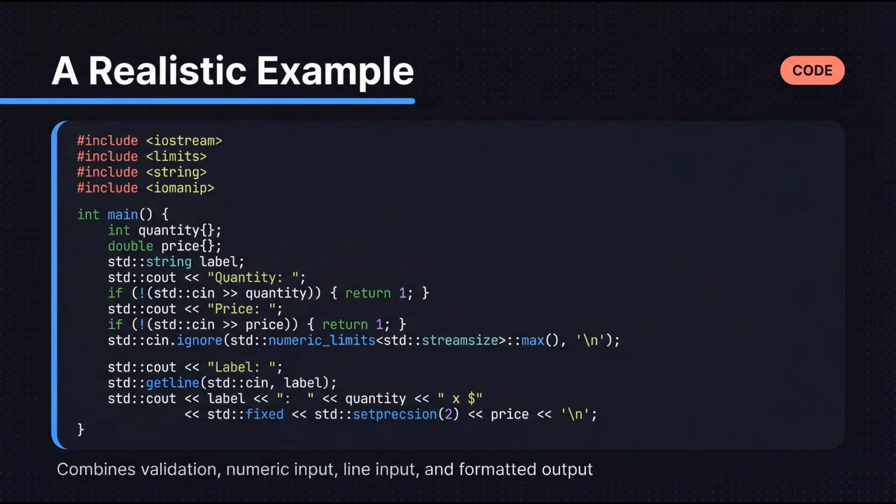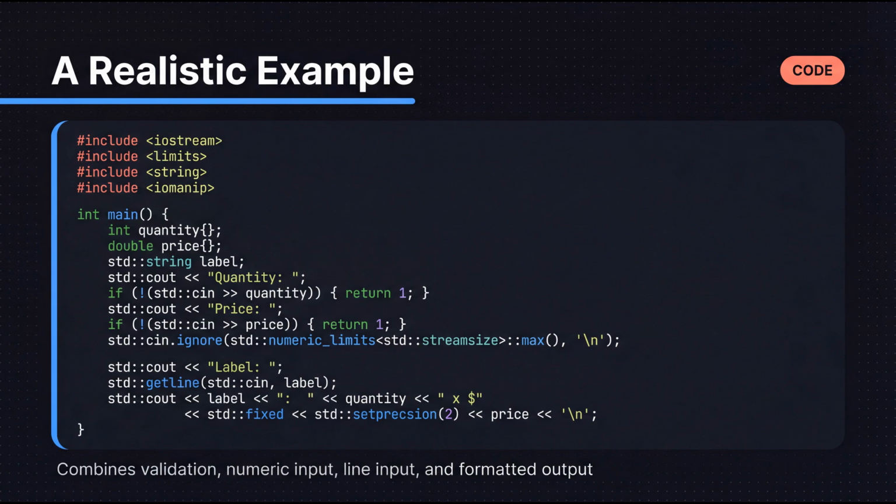Let's put everything together in one program that uses all the patterns we've covered. We read a quantity as an integer, validate it. We read a price as a double, validate it. We call cin.ignore to clear the newline buffer. Then we read a label with getline for full line text. Finally, we print the result with fixed precision formatting.